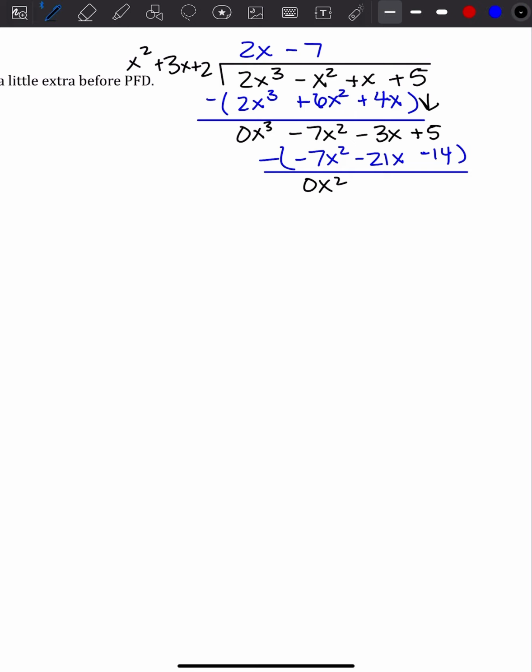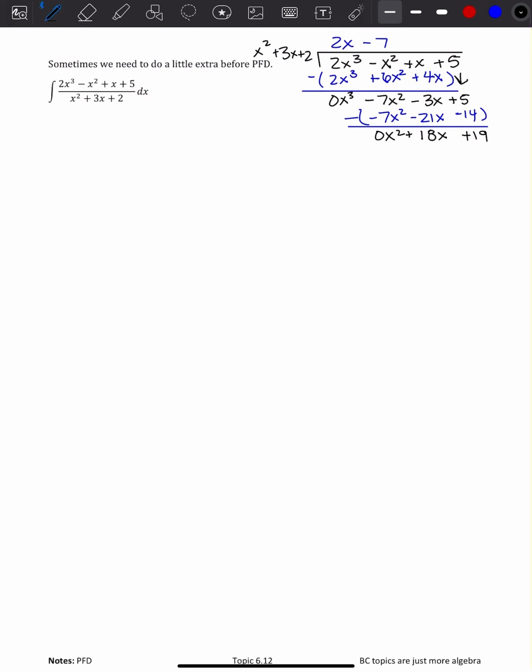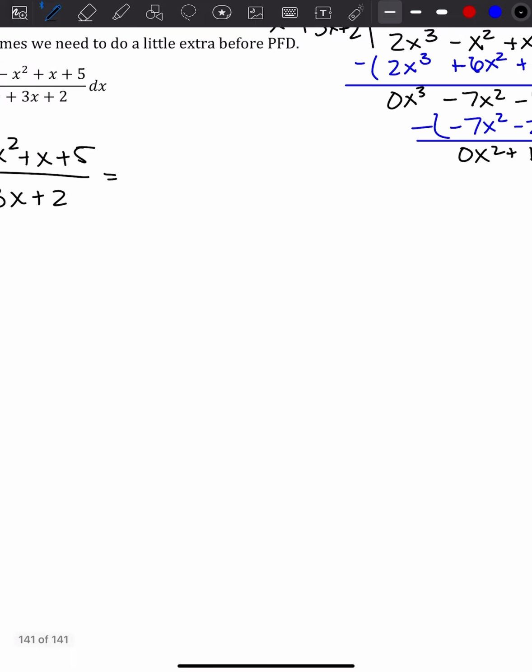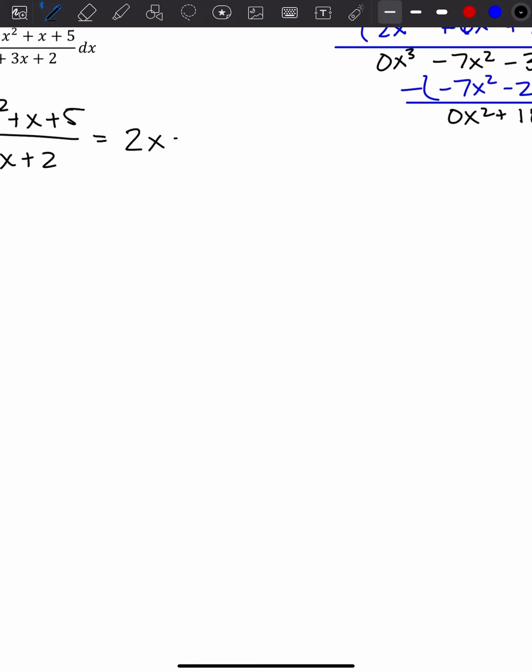Negative 3x minus negative 21, minus a negative turns into a positive, so we have 18x here. And 5 minus negative 14, which also turns into a positive, so we get a positive 19 here. So we get 18x plus 19 as our remainder. So what we know is that our fraction here, not necessarily the integral, the fraction itself, 2x cubed minus x squared plus x plus 5 divided by x squared plus 3x plus 2 is equal to our top part, 2x minus 7, plus our remainder, 18x plus 19 divided by what we were dividing by originally, x squared plus 3x plus 2.